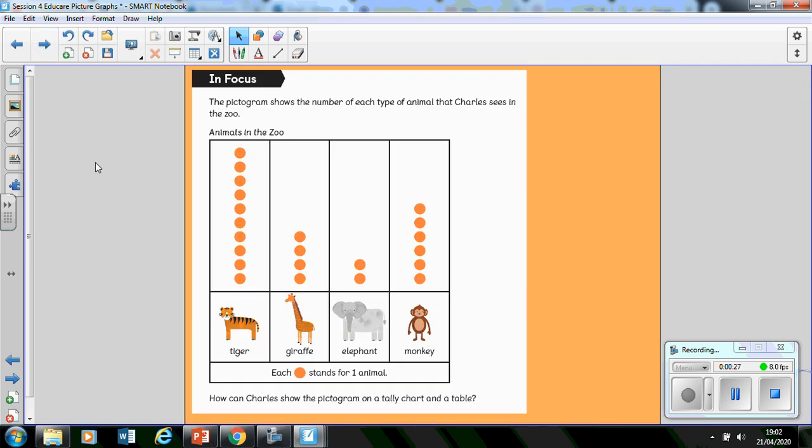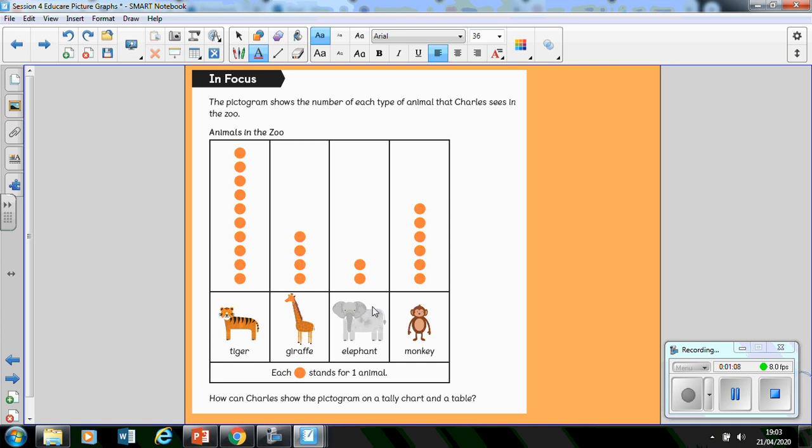For our InFocus task, we have got a pictogram here. The pictogram shows the number of each type of animal that Charles sees in the zoo. It's similar to the one we saw last week. Now the question is, how can Charles show the pictogram on a tally chart and a table? Please could you have a go at this in your journals with your learning partner?